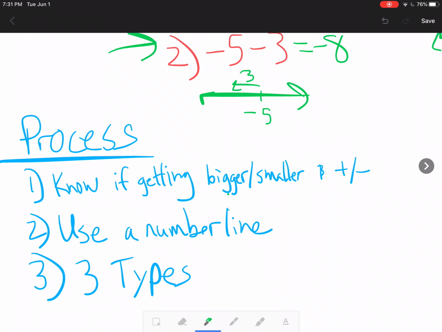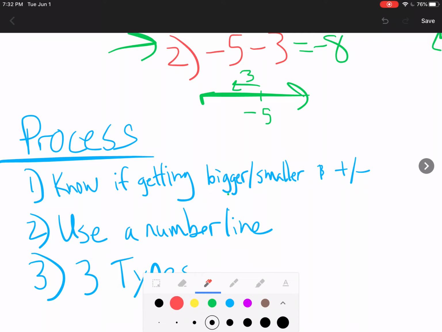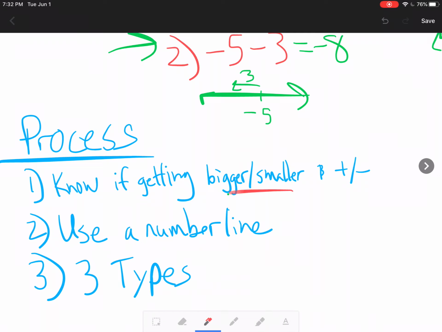One thing that's huge is this stuff right here. Making sure that we know if it's going to be getting bigger or smaller, and if it's positive or negative. This part is huge. You should be asking yourself that question right off the bat. Now, in order to help you do that, I'm going to suggest you use a number line. A number line is really going to help you with whether it's positive or negative, and if your answer is getting bigger or smaller.